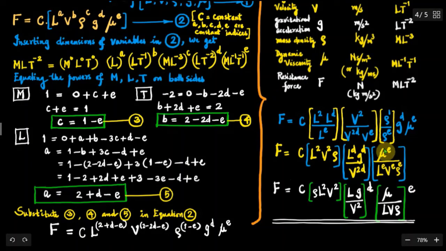Now for the remaining part, mu raised to e, then L raised to e, v raised to e and rho raised to e. So we have grouped the variables with index e separately. So you got this group. So mu by L v rho whole raised to e you can write. Now F is equal to C into rho L square v square into Lg by v square whole raised to d, mu by L v rho, that group raised to e.